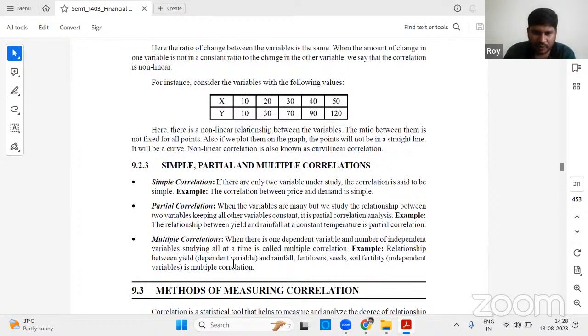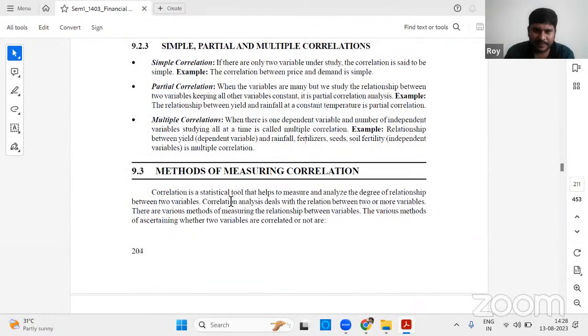This is dependent because we want this. And these are all which cannot change. Rainfall, it may be there, it may not be there. Fertilizers, it may work or not. Seeds. Independence is the multiple correlation.